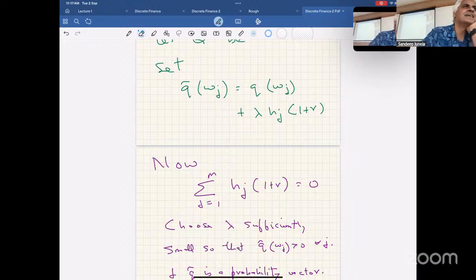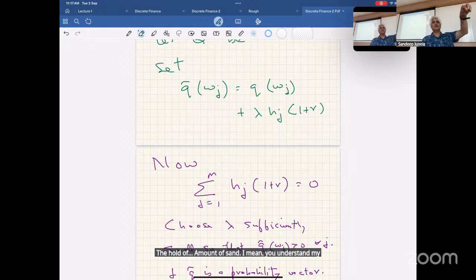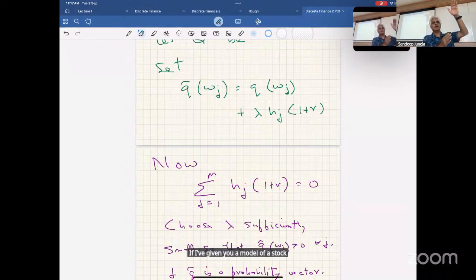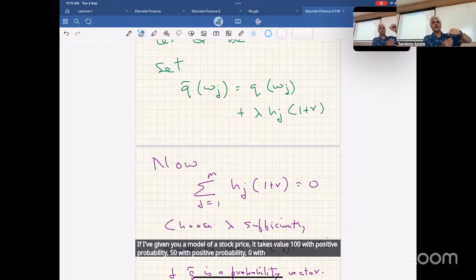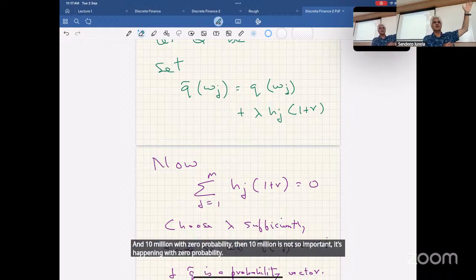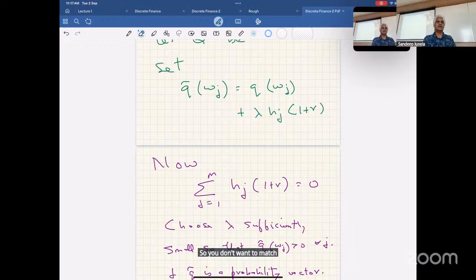The amount of sand... I mean, you understand my point. If I've given you a model of stock price, and it takes value 100 with positive probability, 50 with positive probability, 0 with positive probability, and 10 million with 0 probability, then 10 million is not so important. It's happening with 0 probability. So you don't want to match the scenario when it's taking value 10 million.